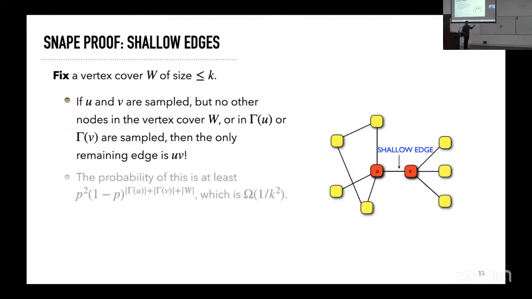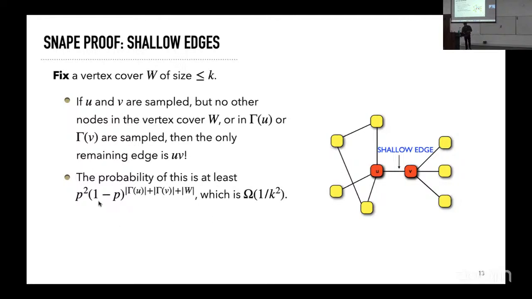And so what's the probability of that? Well, you can see that the probability of that is about this because you want U and V to remain, so that's the P squared. You want everything else in the neighborhoods of the vertex cover to go, so that's 1 minus P to something. And notice that these things are linear in K by definition because UV was a shallow edge. That means the neighborhoods are at most K in size, and the vertex cover is at most K in size. And so this whole probability is at least 1 over K squared, right?